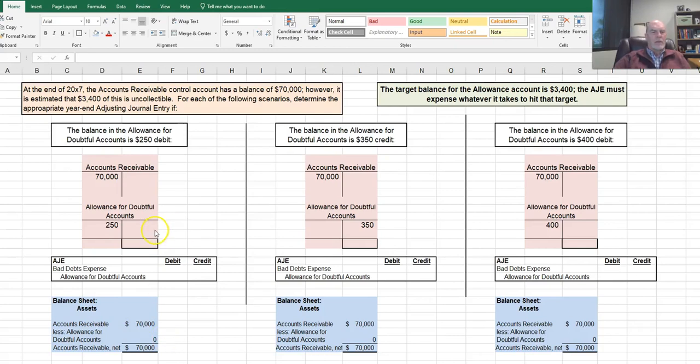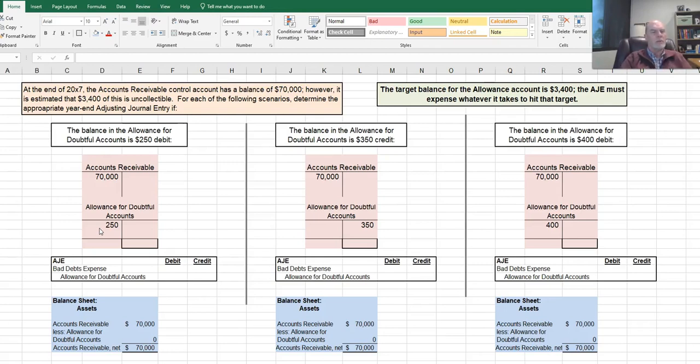Okay, in the first example, we have $250 debit balance in the allowance account, right? So we're at the end of the year. We're about to make the adjusting entry. We want $3,400 in here, and right now it has a $250 debit balance. So it has a debit balance because the last time we set up the allowance, we didn't put enough in there, and we overran. We wrote off more than we had allowed for.